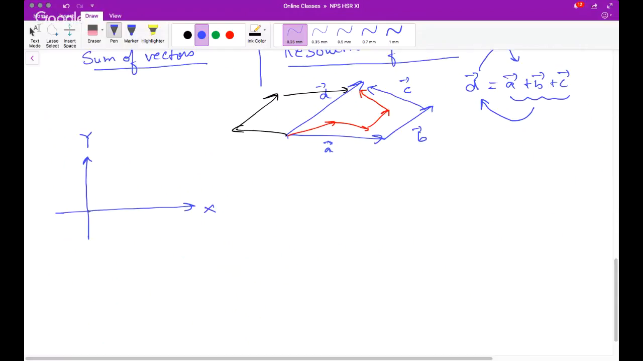Let's say this is a random vector here. Let's say this is A, and it is making an angle theta with the x-axis. Now if you drop a perpendicular from here onto the x-axis, let's say this is point A, this is point B. You drop a perpendicular from B onto the x-axis and call it C. Don't you think that we can express vector A as vector AC plus vector CB?